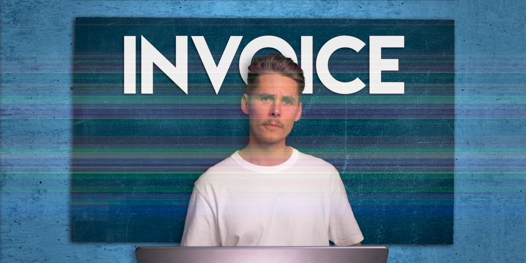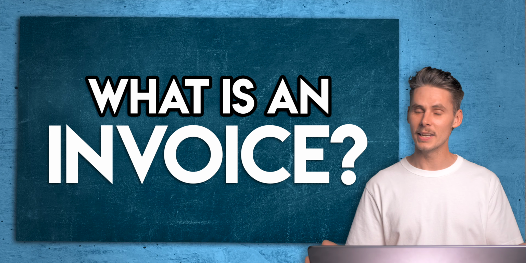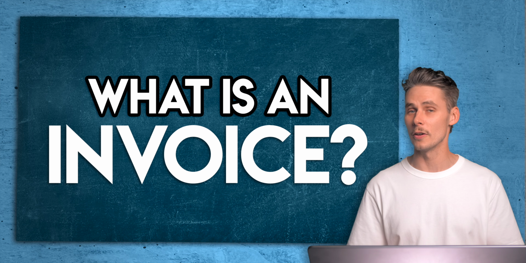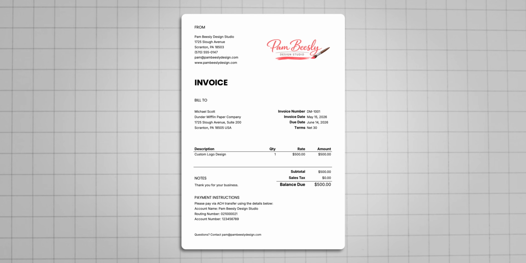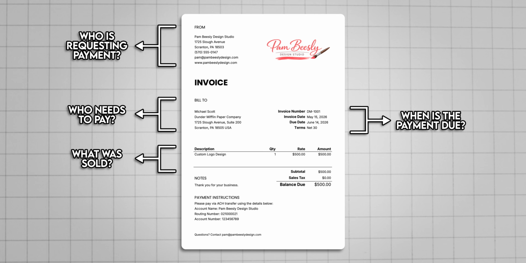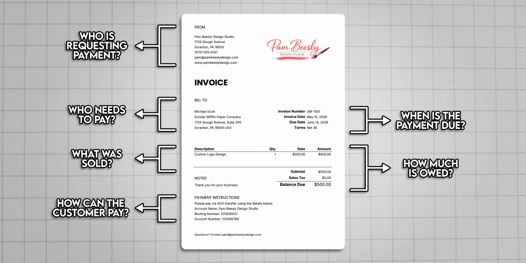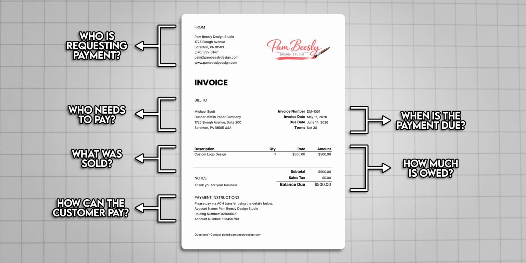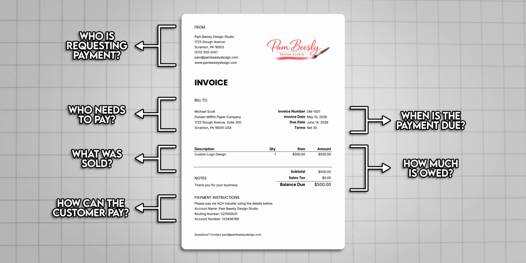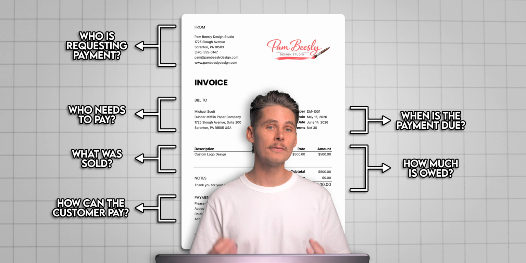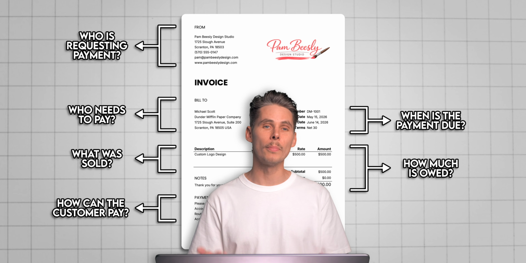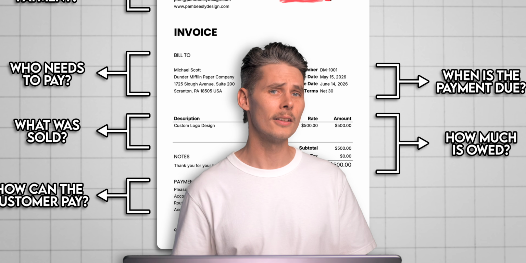To kick things off, what is an invoice? An invoice is a document that a seller sends to a customer to request payment for goods or services provided. It includes important details like who is requesting the payment, who needs to pay, what was sold, when the payment is due, how much is owed, and how the customer can pay. Essentially, it tells the customer, here's what I provided, here's how much you owe me, and here's how you can pay me. From an accounting point of view, an invoice also acts as a formal record of the transaction and helps track money owed by customers. But more on that later.